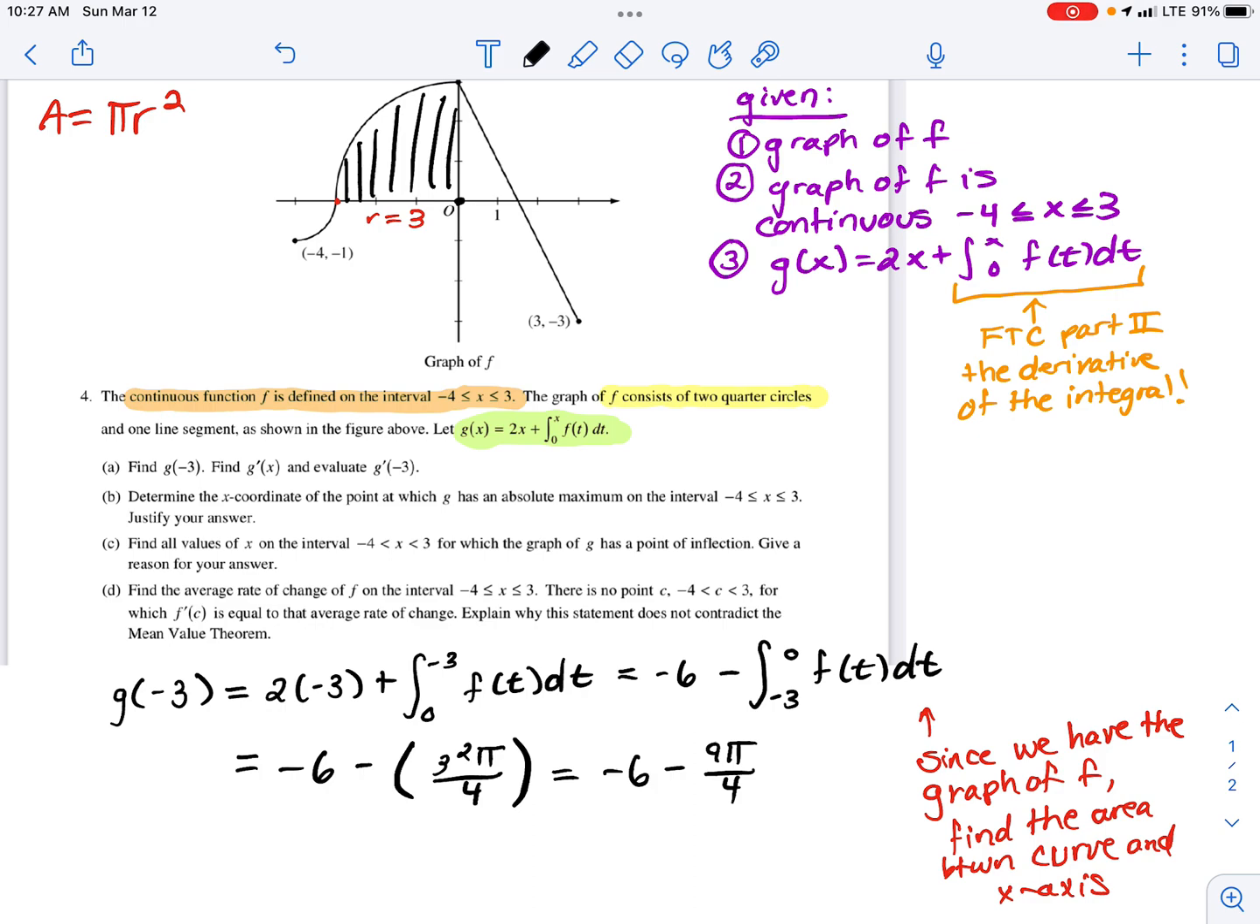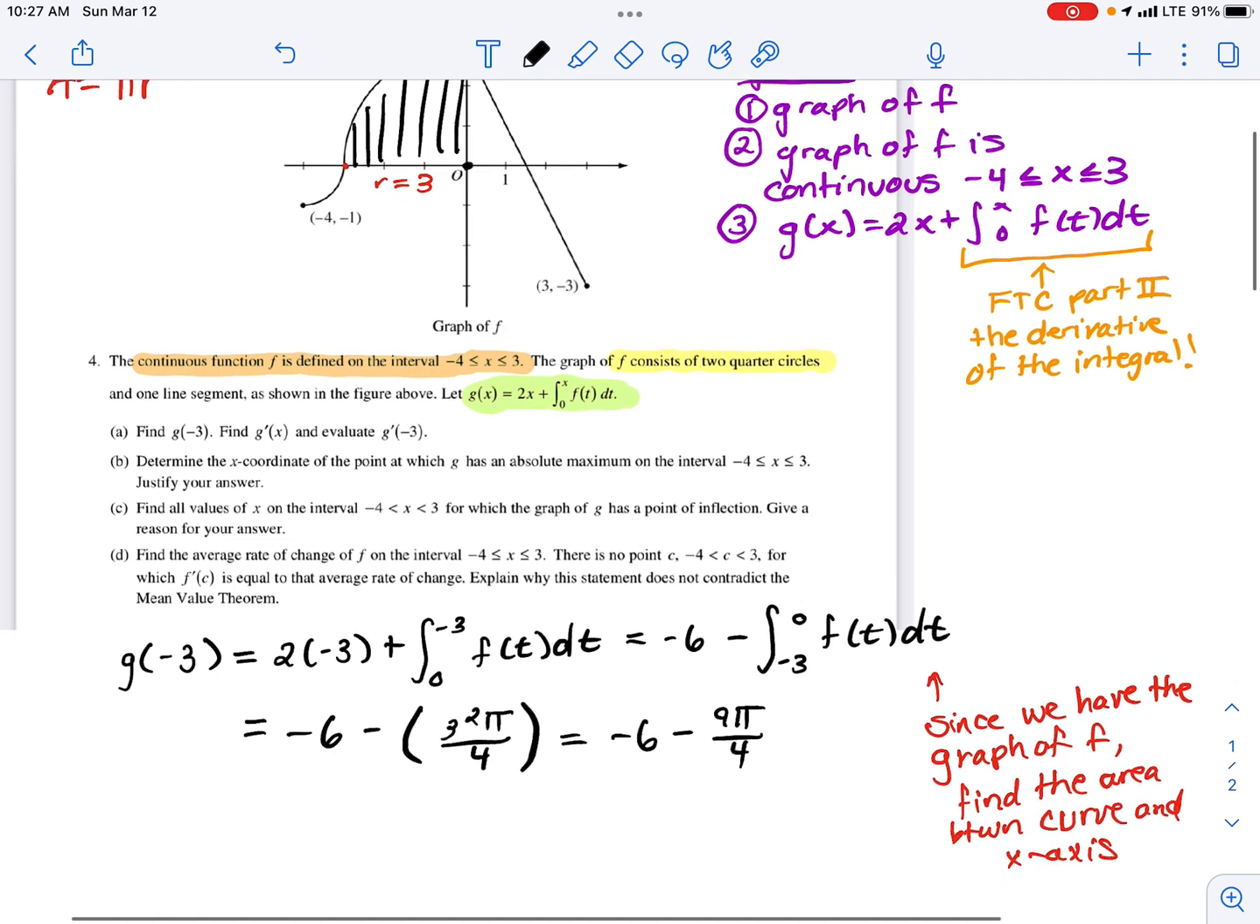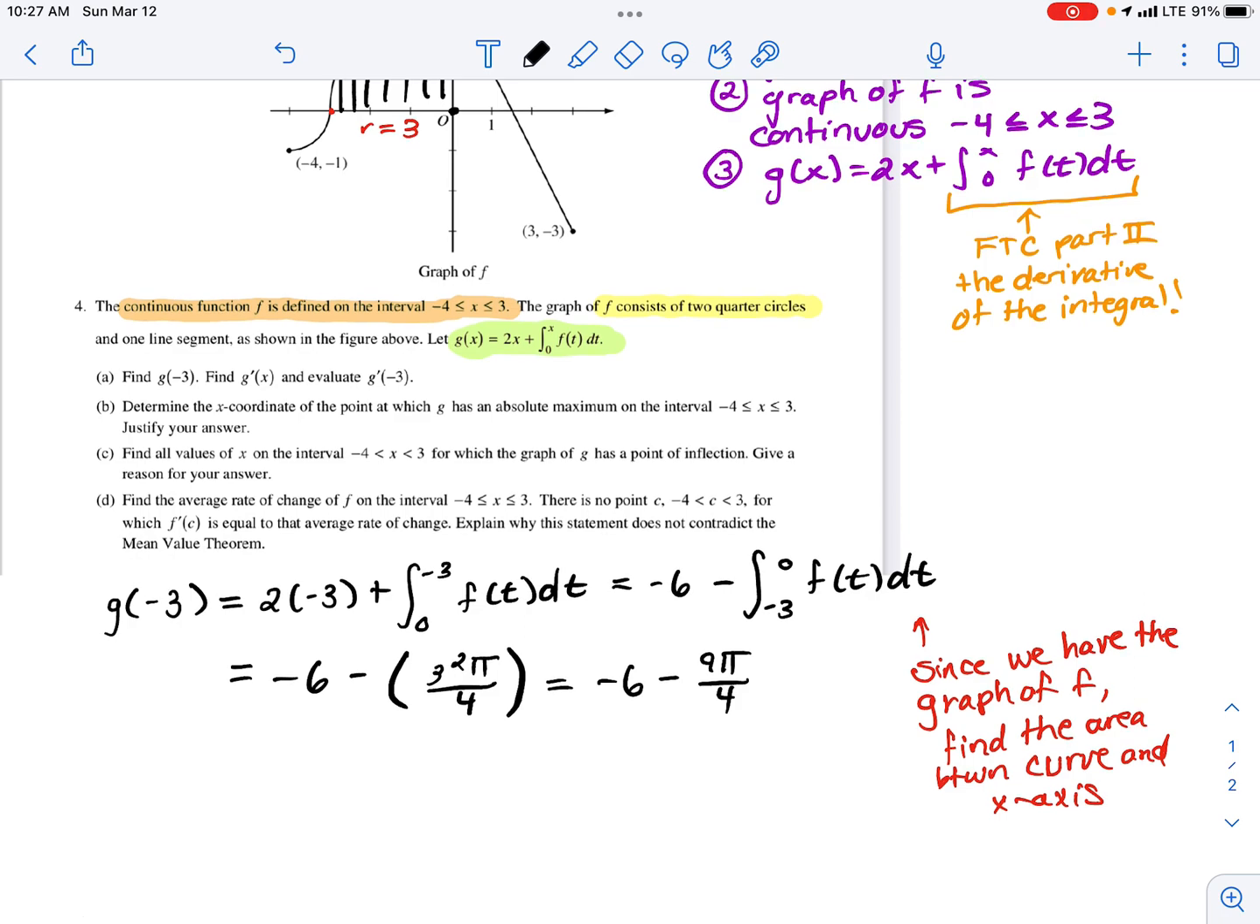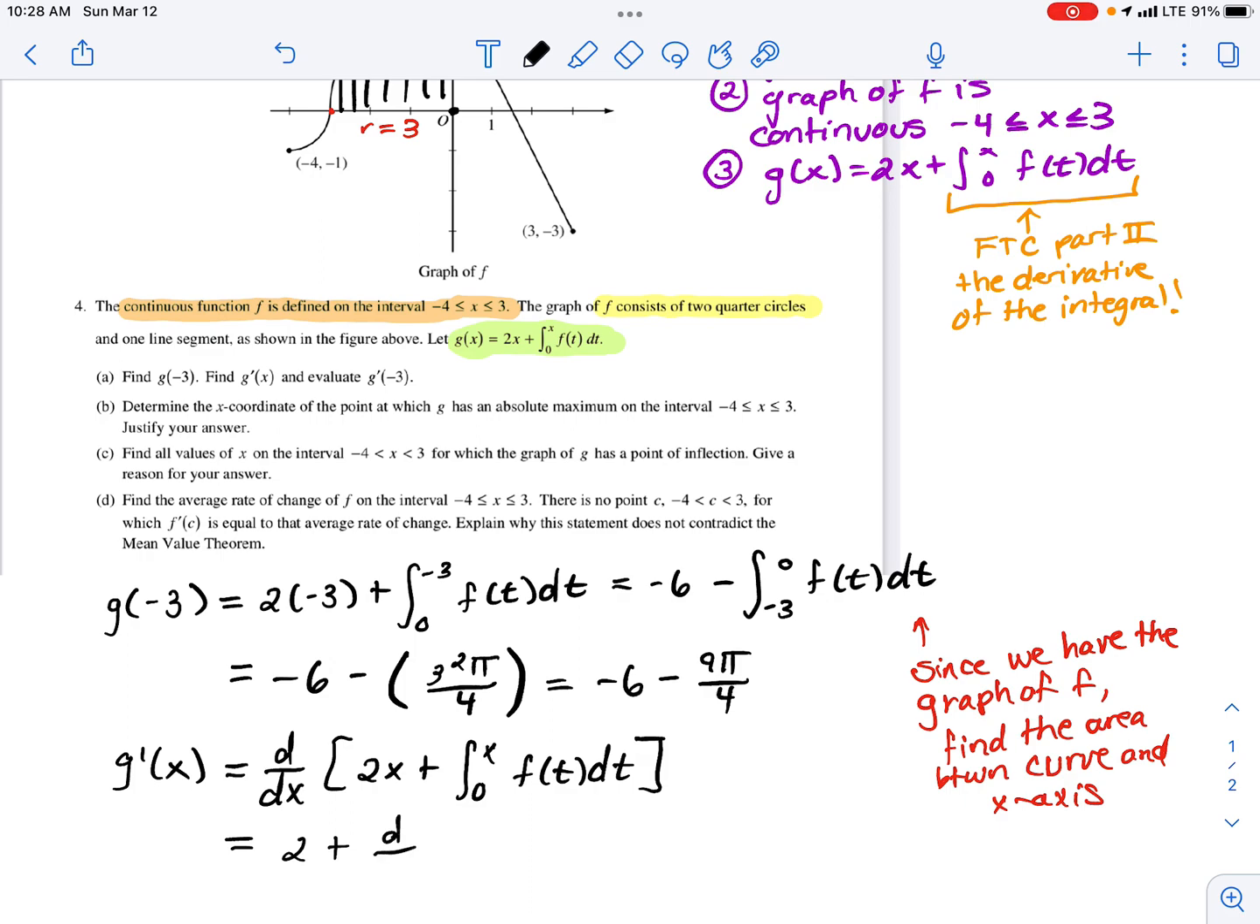Okay, so now the second part says find the derivative of g. And that's why I said over here, when you saw the integral from 0 to x and not 0 to a number, that you are probably going to use the fundamental theorem of calculus part 2 to find the derivative of that integral. So g prime of x is equal to the derivative with respect to x of 2x plus the integral from 0 to x of f of t dt. And we know the derivative of 2x is just 2, plus, now the question is, what's the derivative of the integral, right?